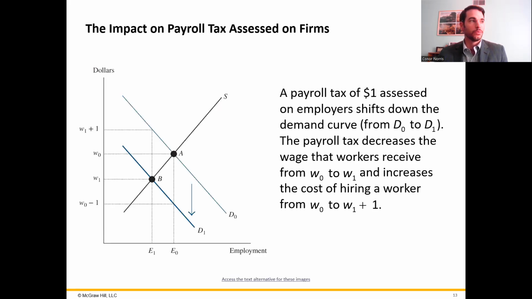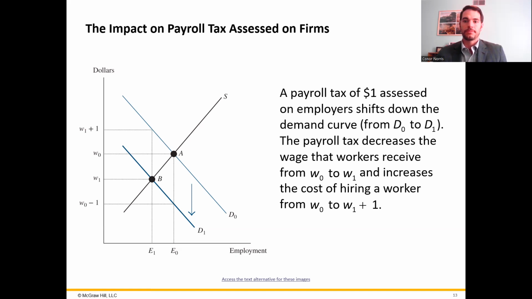Here we see visually what happens. When the government institutes a $1 payroll tax, initially, before that is implemented, the firm's demand curve is at D0 right here. After the tax increases the cost of employment, it shifts the demand curve down to D1, down here to this curve. Remember, each point along the demand curve represents the number of workers that firms are willing to hire at that particular wage.